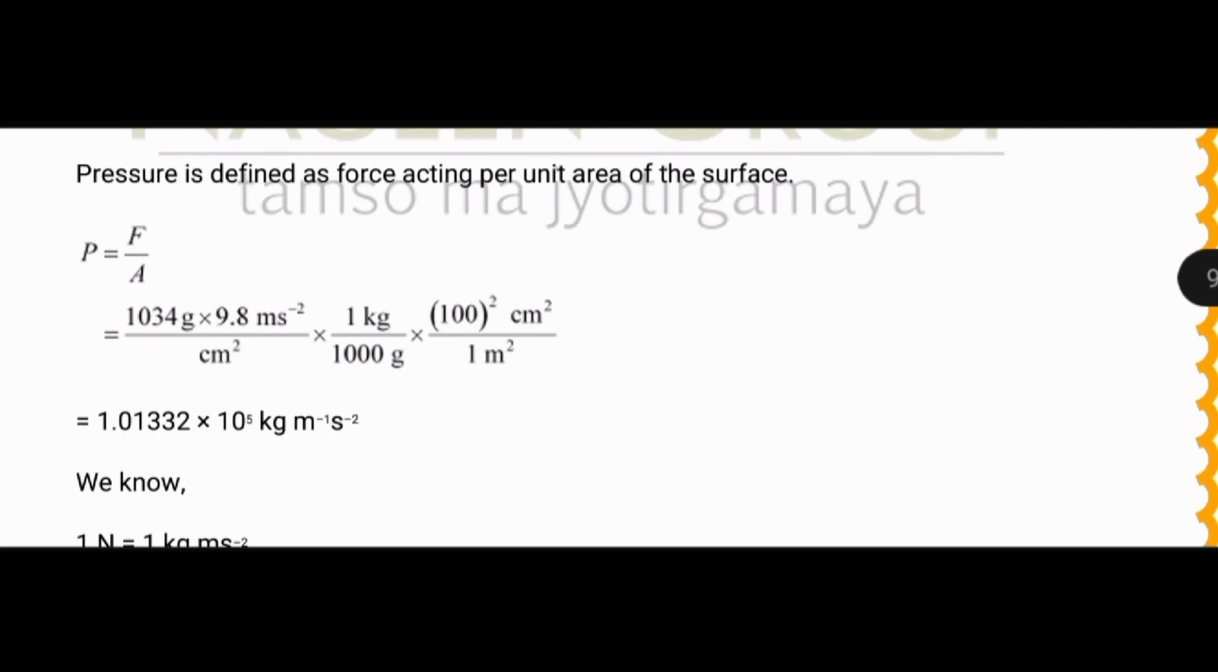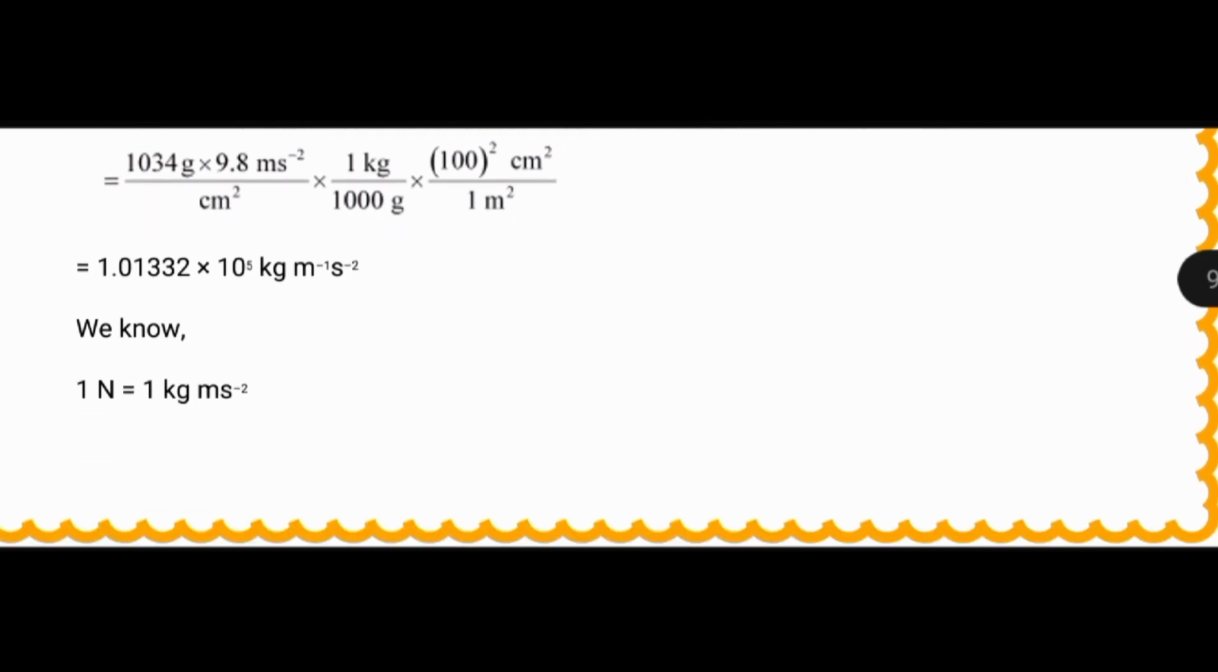By solving this equation you will get 1.01332 times 10 to the power 5 kg meter inverse second minus 2. Now we know that the SI unit of force is newton, and 1 newton is equal to 1 kg meter per second square because F is equal to MA. M is your mass, which should be in kg, and g is the acceleration due to gravity, which should be in meter per second square.